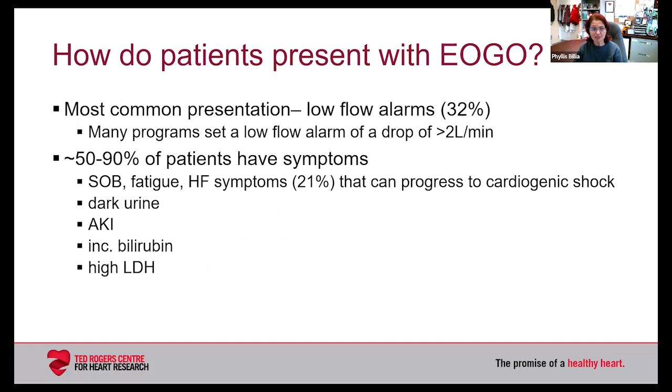The most common presentation is low flow alarms. That's what we think, but that actually only happens in a third of patients. Many programs have set the low flow alarm to trigger with a drop of more than 2 liters per minute. About half the patients, if not more, will have symptoms of shortness of breath, fatigue, and heart failure. Heart failure is only in about 1 in 5, but this can be quite progressive and quite dramatic, so that patients are presenting in cardiogenic shock. In addition, some patients may have dark urine, acute kidney injury, increases in bilirubin, and even elevated LDH.